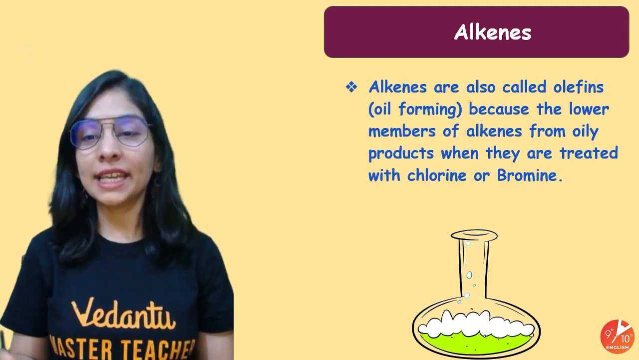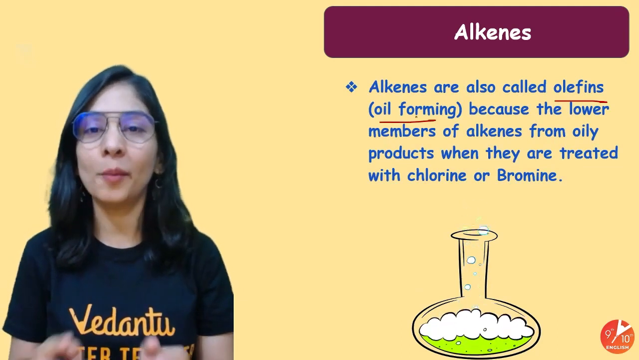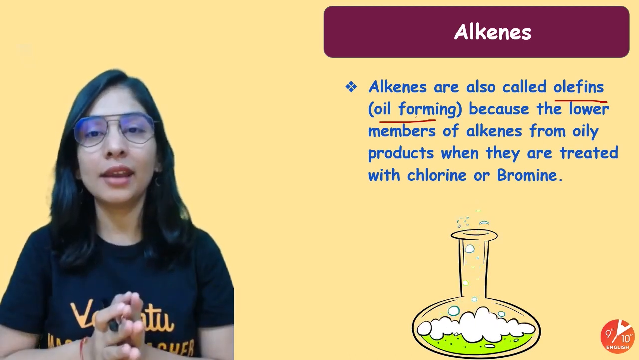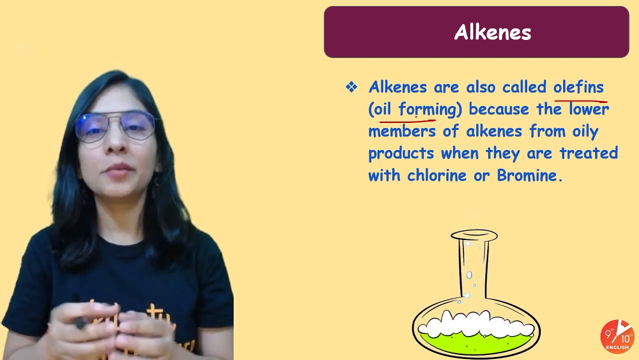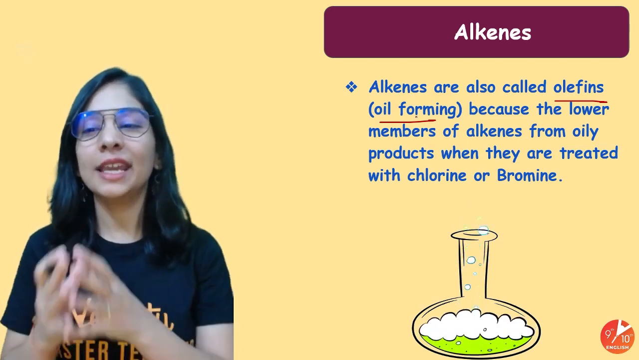So let's talk about alkenes. Alkenes are also called olefins. Olefins means oil forming. So when they react with certain halogens, what exactly do they make? Here we are talking about chlorine and bromine. They make some oily kind of liquid. That's how they got the name olefin.